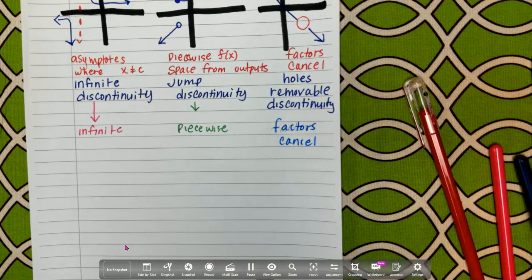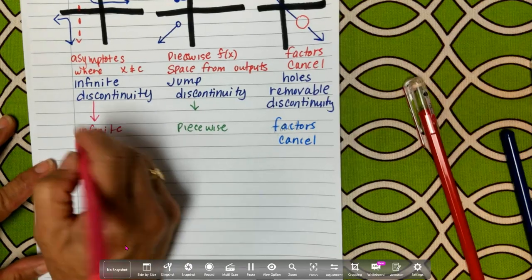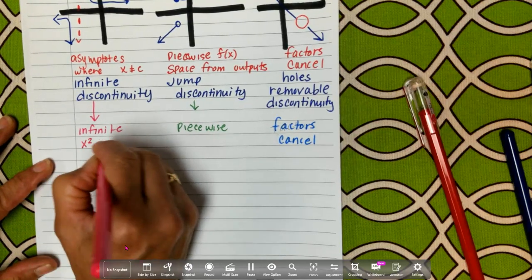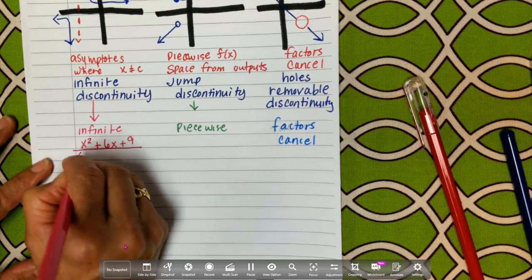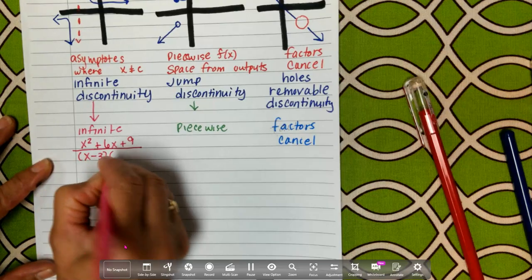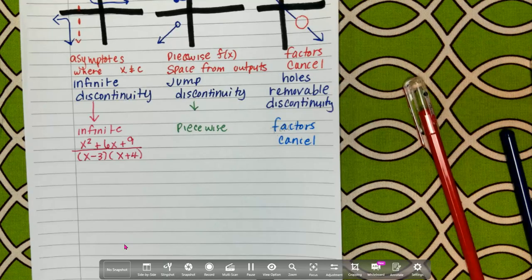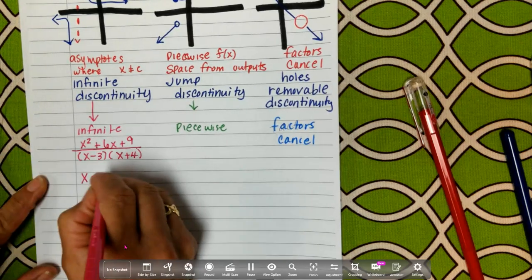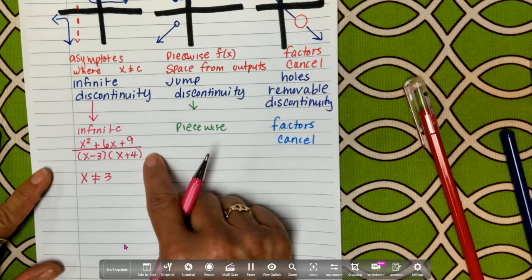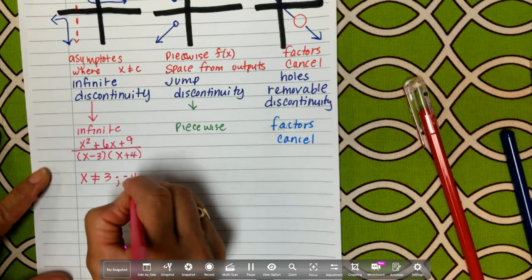So, an infinite discontinuity, anytime you state a restriction, when you have something that looks like this, let's copy this down. And then let's say we already factored something, and we got these factors right here. So, if you notice, I know x cannot equal a positive 3 because it would make the equation undefined. It'd have 0 in the denominator. I also know that x cannot equal a negative 4.